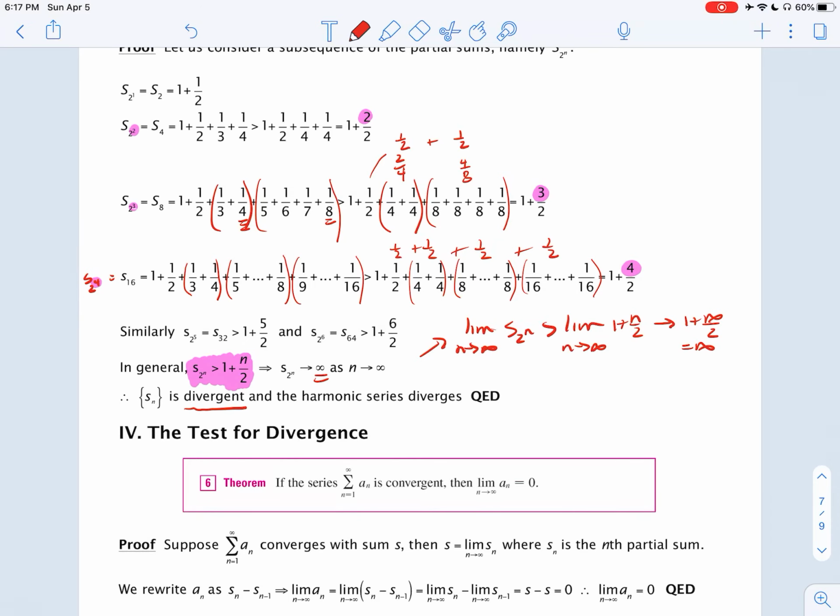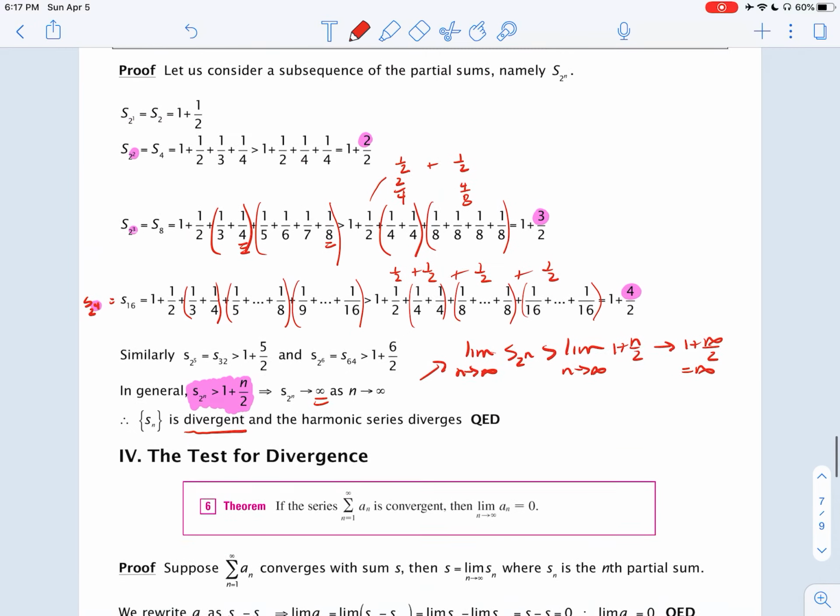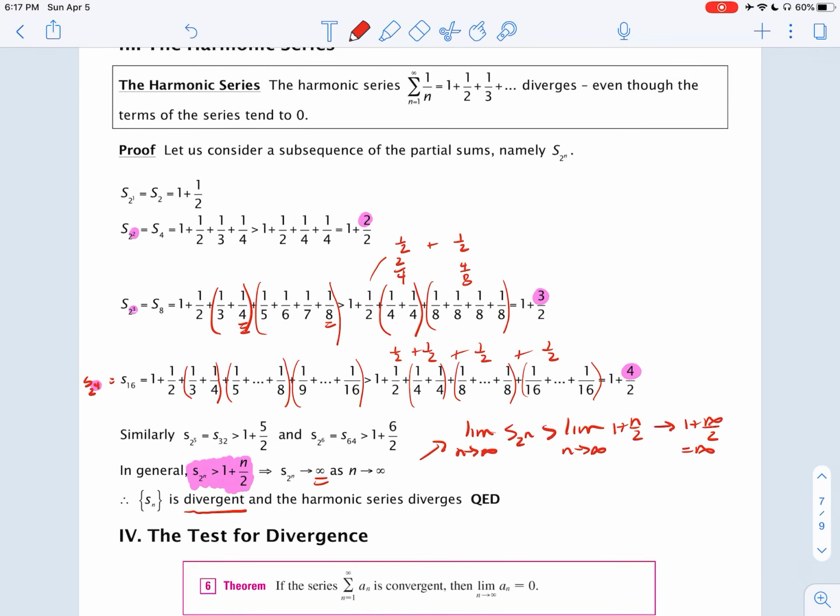So this is just an example of the harmonic series. So please note that the infinite sum of 1 over n is divergent.